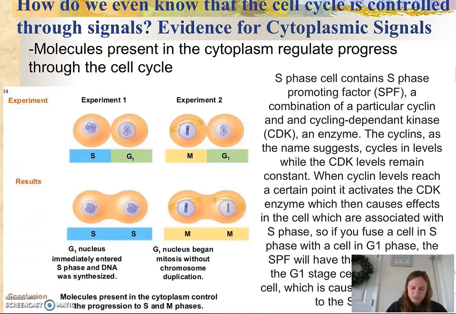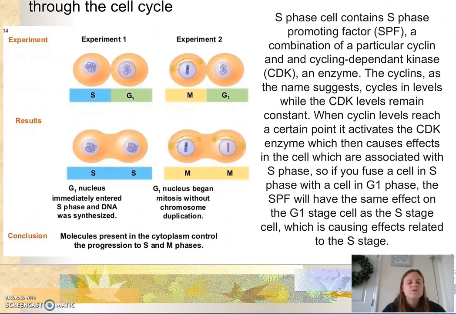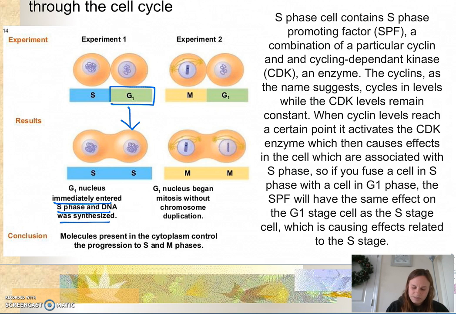Now, how do we even know that the cell cycle is controlled through signals? Two different experiments were done. The first experiment involved fusing a cell that was in the S phase with a cell that was in the GAP1 phase. And what ended up happening is that cell in the GAP1 phase immediately entered the S phase and synthesized DNA. In the second experiment, a mitotic cell, or a cell that was in the M phase, was fused with a cell that was in the GAP1 phase, and the GAP1 phase cell immediately entered mitosis without duplicating its DNA. So it seemed to skip over the S phase.